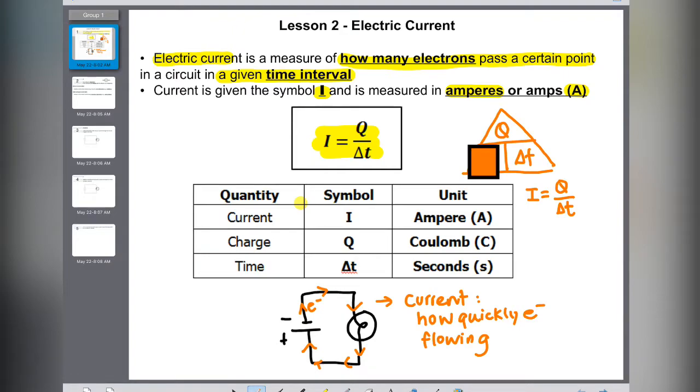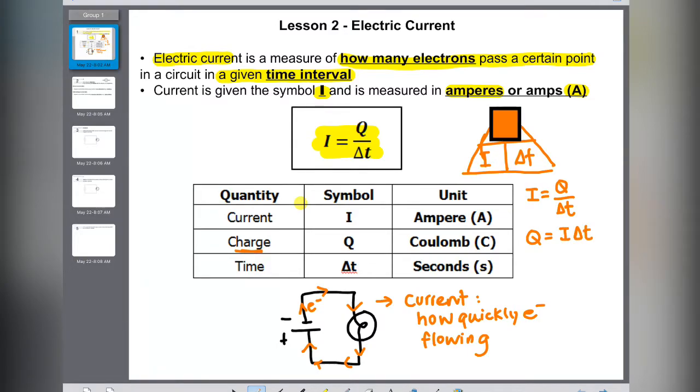But then say, opposite, if I want to find Q, the question asks, calculate the charge. The charge is Q. Then with the magic triangle, I'm going to cover up Q. Q is what I'm looking for. And then see I is on the left, T is on the right, so they're beside each other. So it's I times T.